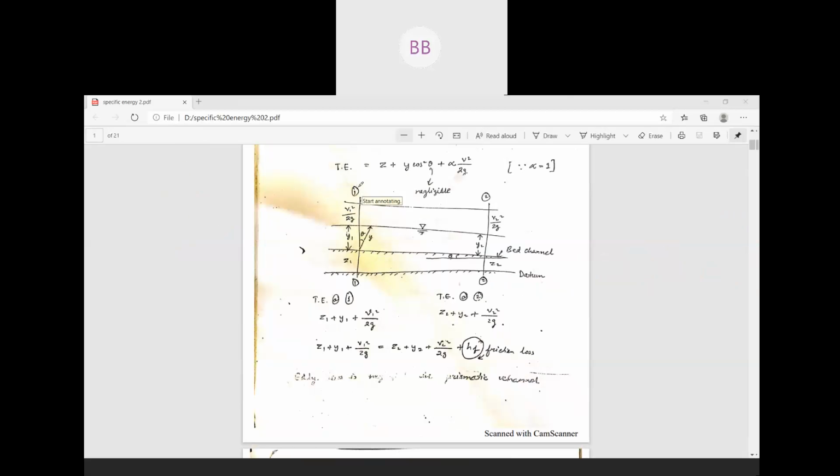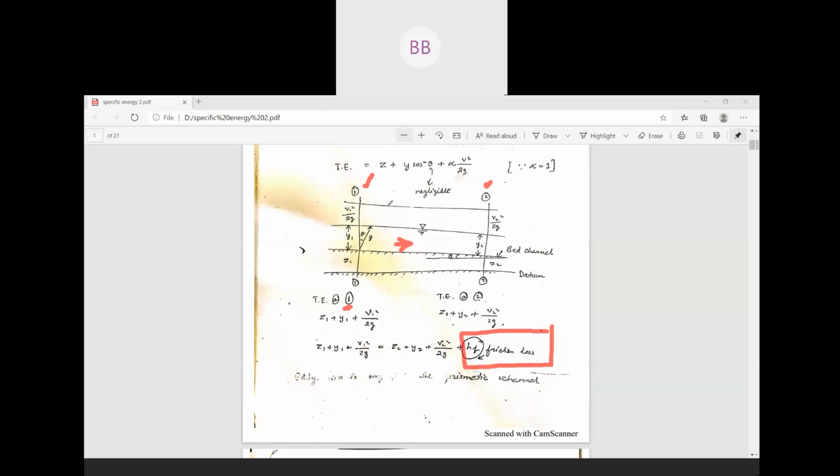So you can see this diagram, we have two sections, 1 and 2. If you find out the total energy at 1, you'll be getting z1 plus y1 plus v1 square by 2g, and the total energy at section 2 will be z2 plus y2 plus v2 square by 2g. These two energies cannot be the same, because we'll be having frictional loss when the water flows from the higher portion to the lower portion. We are having friction at the bottom of the channel.